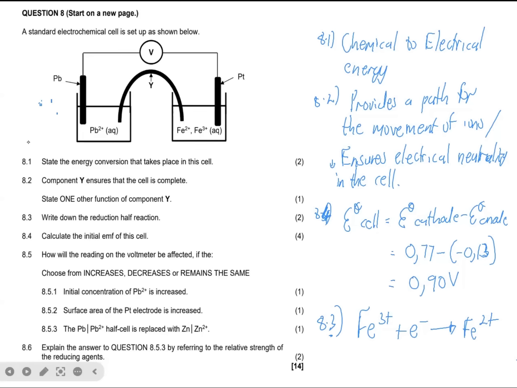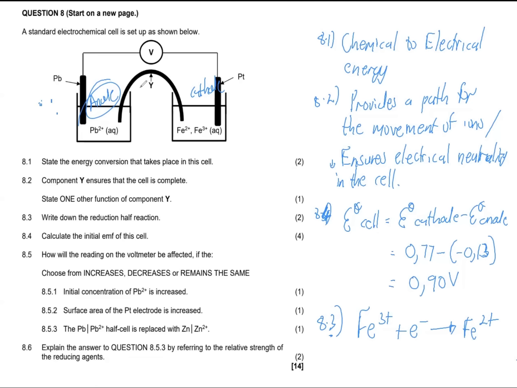Okay, then now they ask, how will the reading on the voltmeter be affected: increase, decrease, or remain the same, if the initial concentration of the Pb2+ is increased? Now this is the anode and this is the cathode. We are increasing the concentration on the anode. What happens if we increase the concentration on the anode? So the initial concentration of Pb2+ increases.